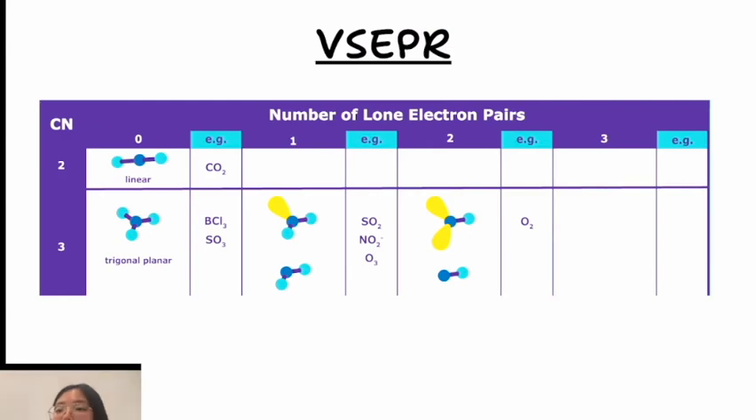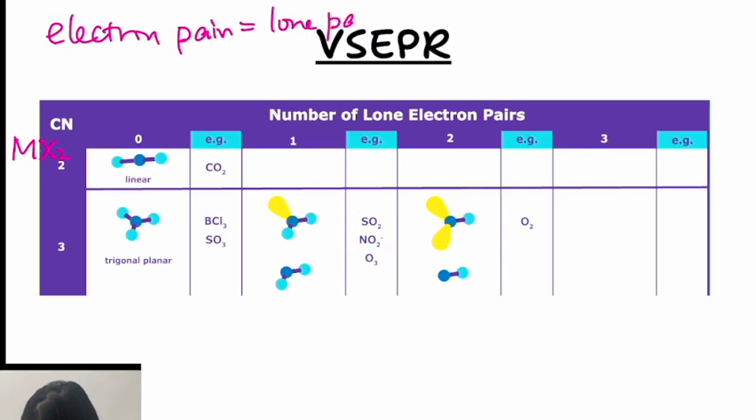Okay, so we are going to take a look at 5 different categories, and we're going to start from the electron pair number of 2. Usually we write them as MX2, which means the central atom M is surrounded or bonded by 2 electron pairs. And when I say electron pair, it refers to both lone pair and bonding pair electrons.